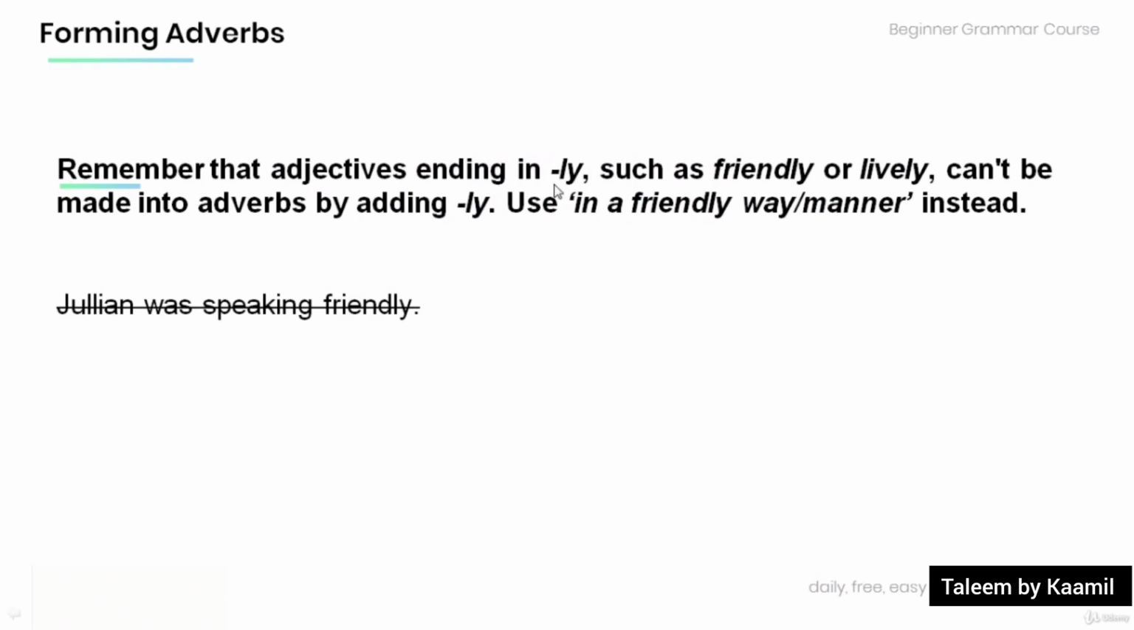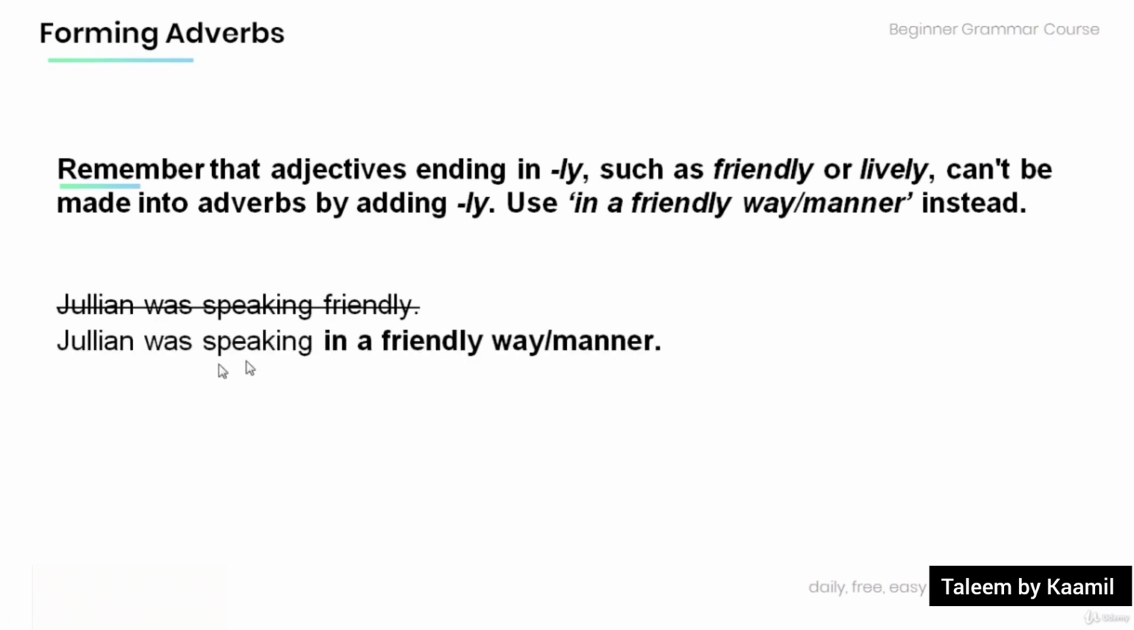Remember that adjectives ending in ly, such as friendly or lively, can't be made into adverbs by adding ly. Instead, we use it as such: in a friendly way or manner. Provide the correct form of the following sentence. Julian was speaking friendly. Julian was speaking in a friendly way or manner.